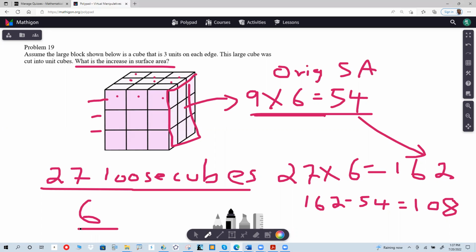Now, you want to cut it up into 27 loose cubes. Each cube will have a surface area of 6. There are 6 faces. Each face is a 1 by 1 square. It's going to be 6. And there are 27 of them.